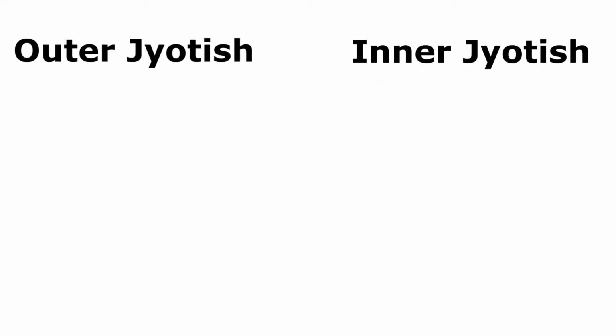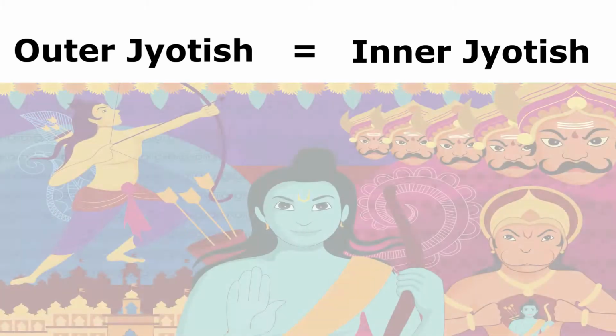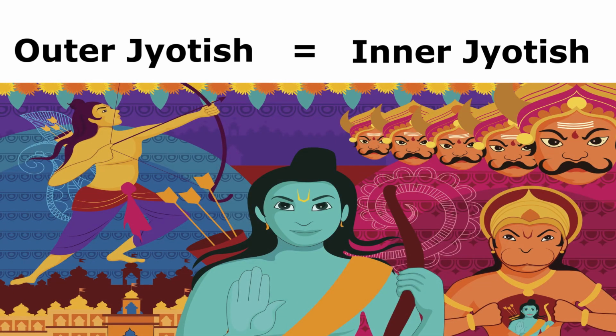But the mystical secret here is that they're both actually the same. Everything that happens inside you is a mirror of everything happening in the world around you, and vice versa as well. That's really what Valmiki's Astropalmistry is all about. It's a bridge between the inner Jyotish and the outer Jyotish, and putting them both together.